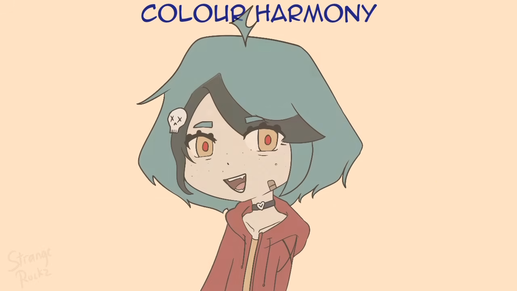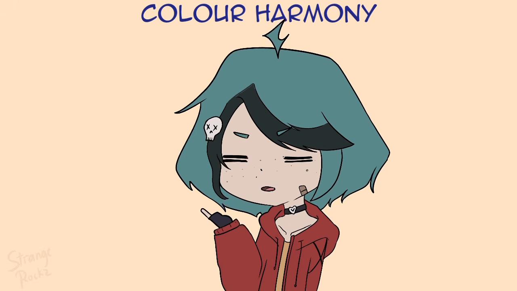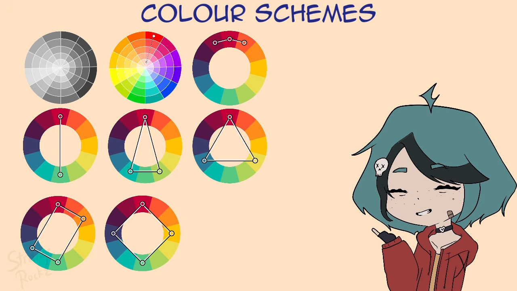Next, I'll talk about color harmony. So I'll keep this one short because there isn't really much to it. So color harmony is basically creating visually appealing combinations of color schemes. While color schemes are the colors that are appealing to look at in a way, okay?